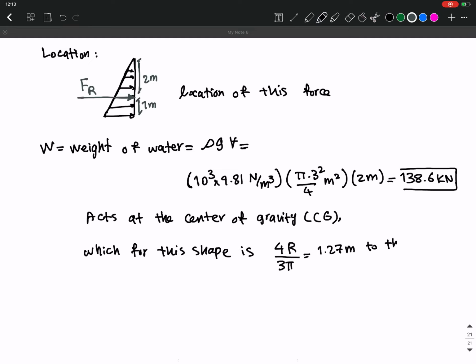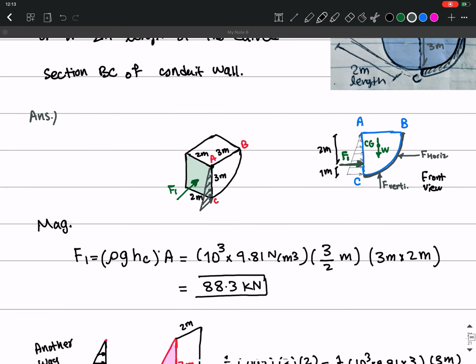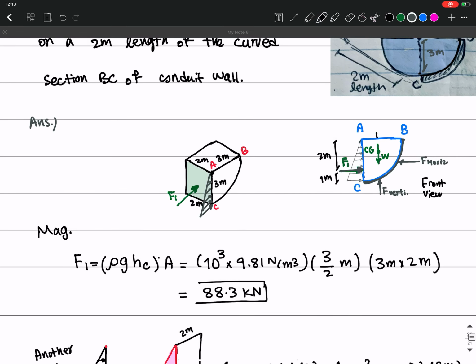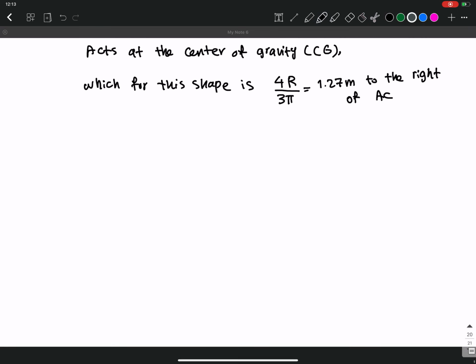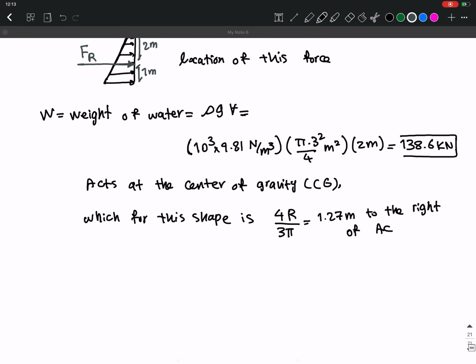to the right of AC. So it acts from here, 1.27 meters. This is what you can calculate, or find from tables. They have this formula for the center of gravity for different shapes. They have already calculated it for you, so we used that from those tables.